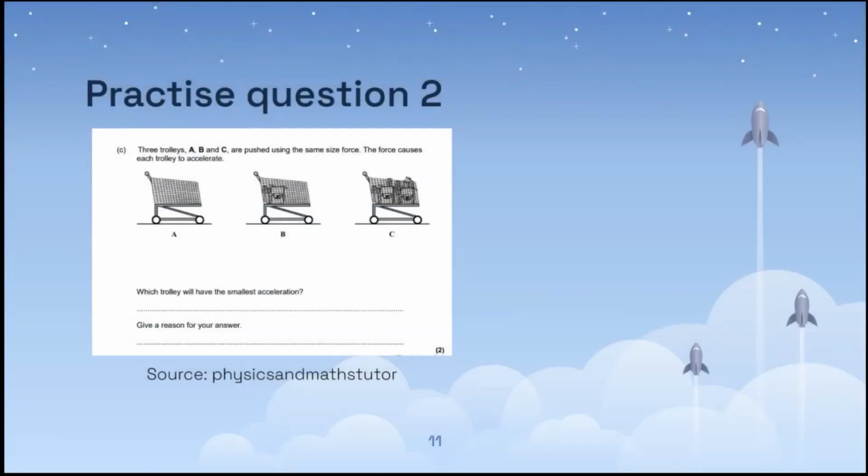Now, for another practice question. There are 3 trolleys, A, B, and C. They are all acted upon by an equal force. Figure out which one has the smallest acceleration along with a reason. Pause the video and think of an answer.